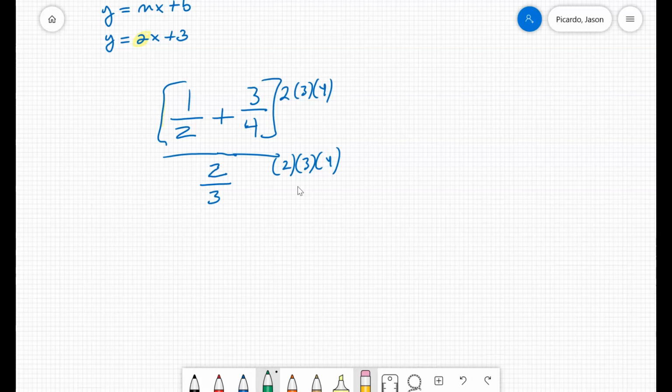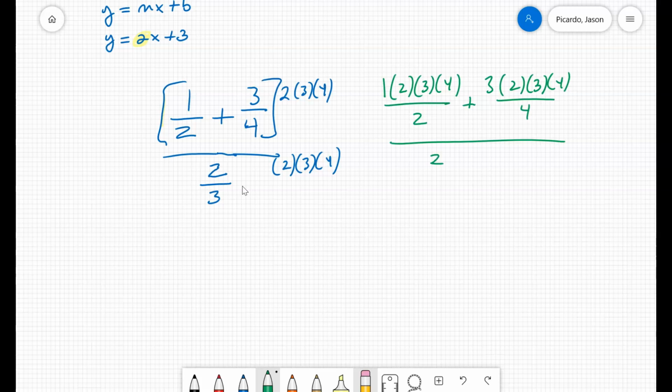So when I distribute 2, 3, and 4 to the first term, now what does it become? It becomes 1 times 2 times 3 times 4 over 2. This 1 was originally here, right? Plus 3 times 2 times 3 times 4 over 4. And then on the bottom, I had that 2 times 2 times 3 times 4 over 3. Now, if you do it right, what's going to happen? Guaranteed 100% of the time. That's going to cancel. That's going to cancel. And that's going to cancel.